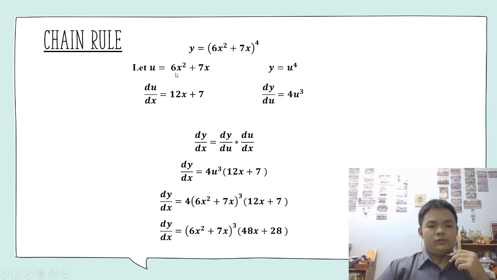So we substitute the u into this equation. So 4 multiplied by (6x² + 7x)³ multiplied by (12x + 7). Then we combine this, which is equal to (6x² + 7x)³ multiplied by (48x + 28). That's the part of the chain rule.